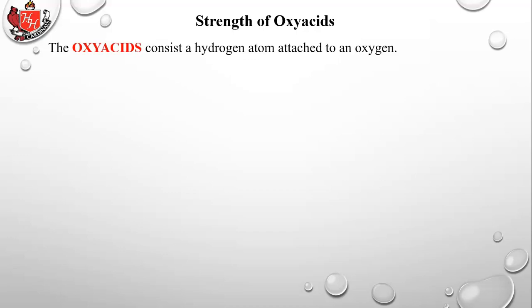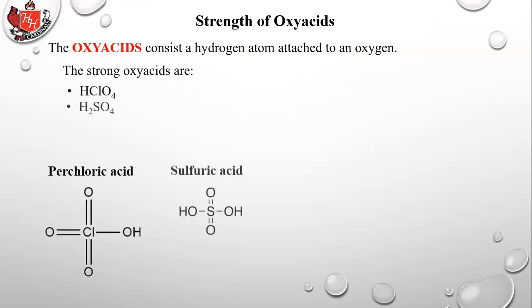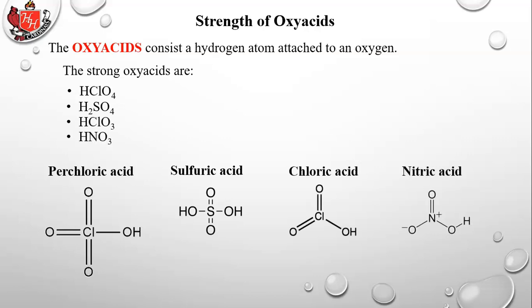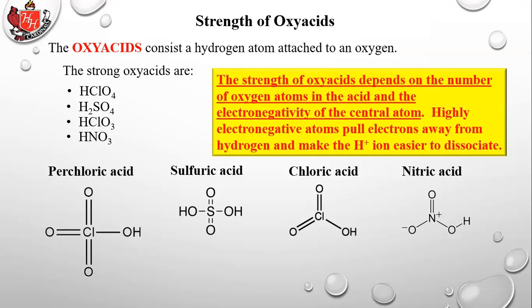The oxyacids consist of a hydrogen atom attached to an oxygen. The strong oxyacids are perchloric acid, sulfuric acid, chloric acid, and nitric acid. The strength of oxyacids depends on two things: the number of oxygen atoms in the acid, the more oxygen atoms, the stronger, and the electronegativity of the central atom. Highly electronegative atoms pull electrons away from hydrogen and make the H+, the proton, ion easier to dissociate.